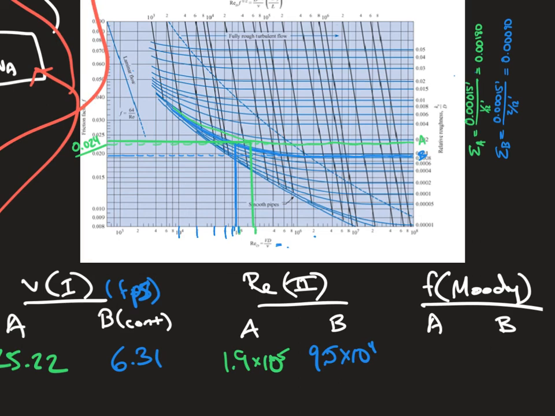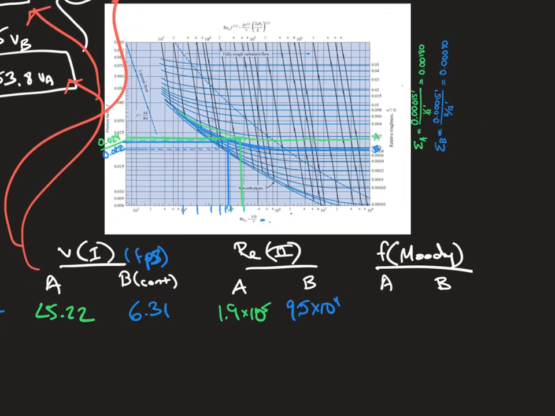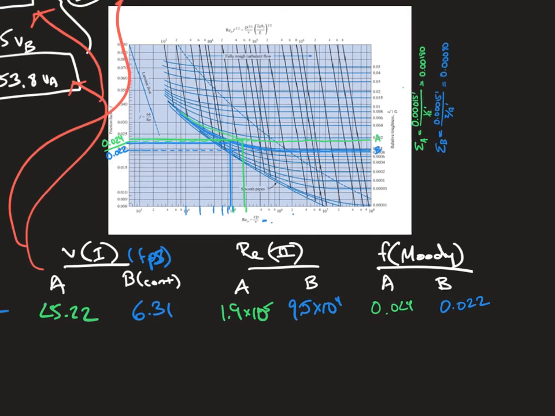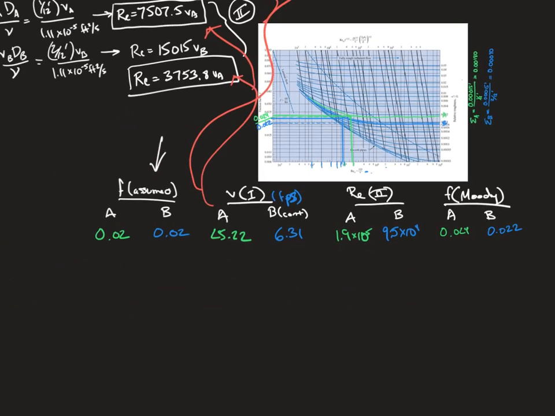So let's draw that one like that. Okay, and I'm going to use the value that I got the first time I did this, which looks pretty close to what I got this time, 0.022. Okay, so we can plug these in over here. So we'll say 0.022, and this one is 0.024. Okay, so those are our guesses for the next time through this equation.